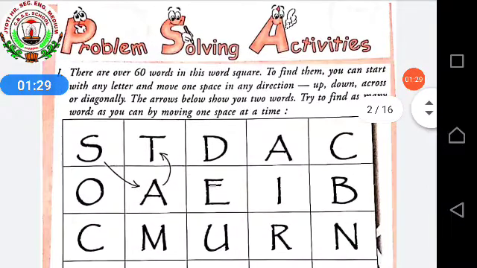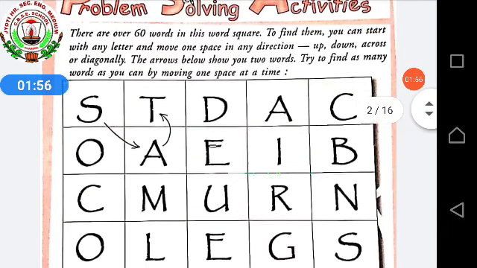Like the first question, there are over 60 words in this word square. To find them, you can start with any letter and move one space in any direction, up, down, across, or diagonally. The arrows below show you 2 words. Try to find as many words as you can by moving one space at a time. So here you can see the arrow, where the arrow is moving S-A-T, sat. In the same way, children, you have to make various other words.